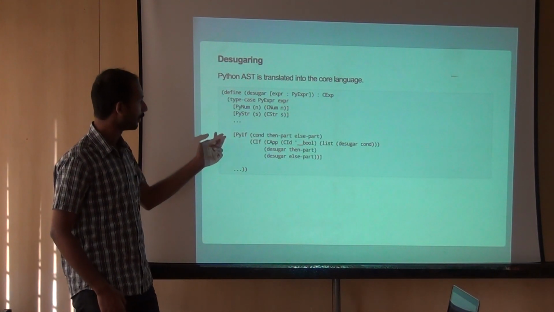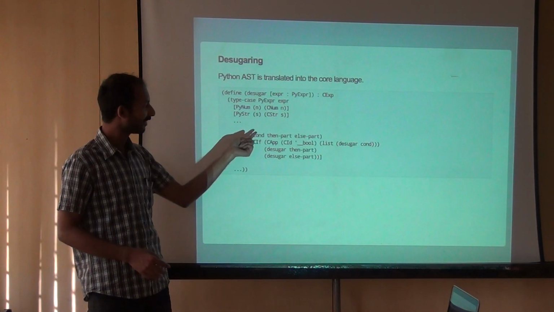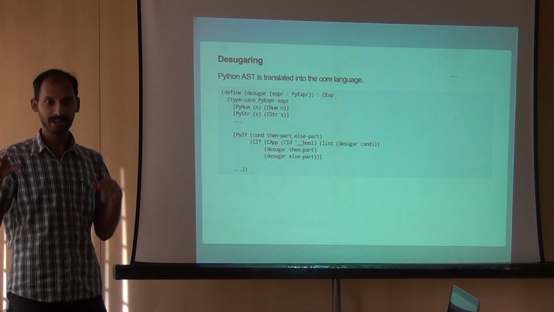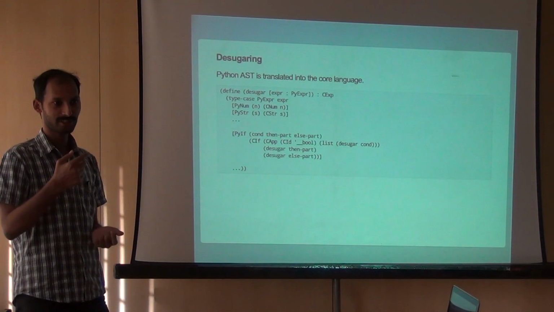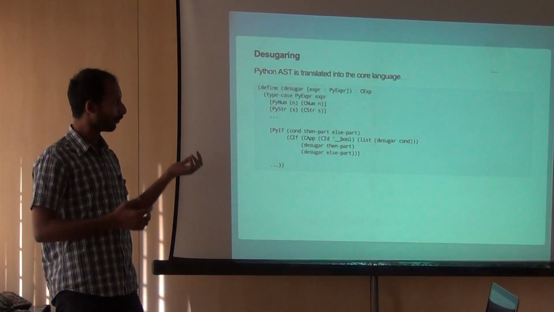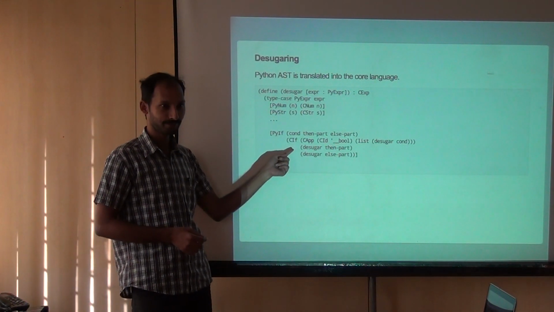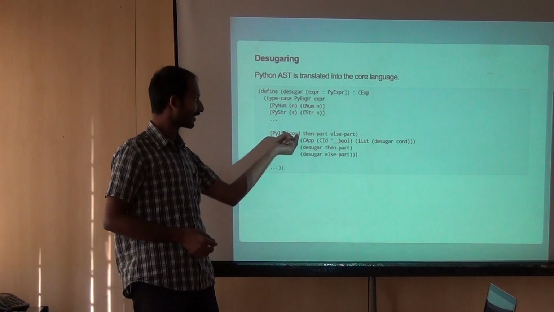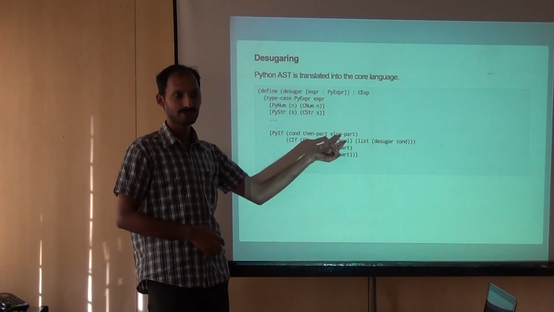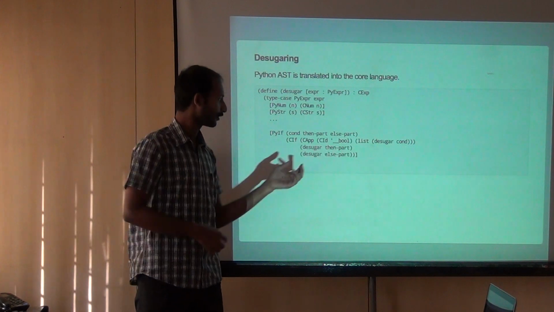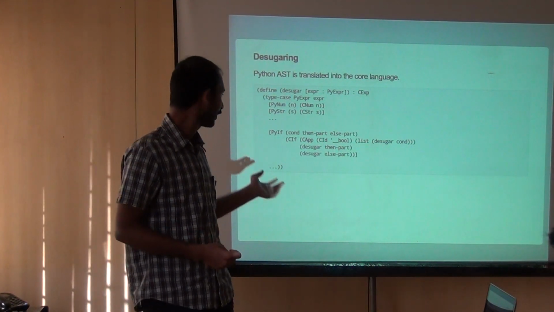What if you have a pi if? If has a condition, then part and else part. Now the Python condition can be a number, a list, a string, anything, right? But my core language doesn't understand all these things. Core language if only works with one is true, everything else is false. So when I desugar, it makes pi if into C if, and then it takes the condition and applies a function that converts it into a Boolean value. I define a function underscore bool, and I desugar each one of them recursively and then call it.